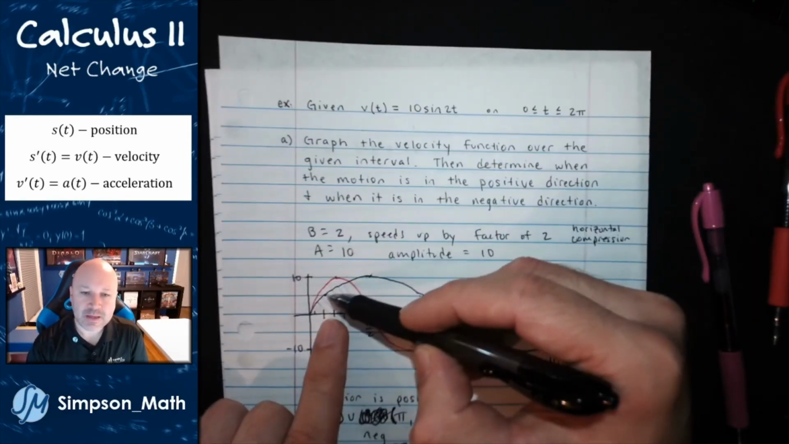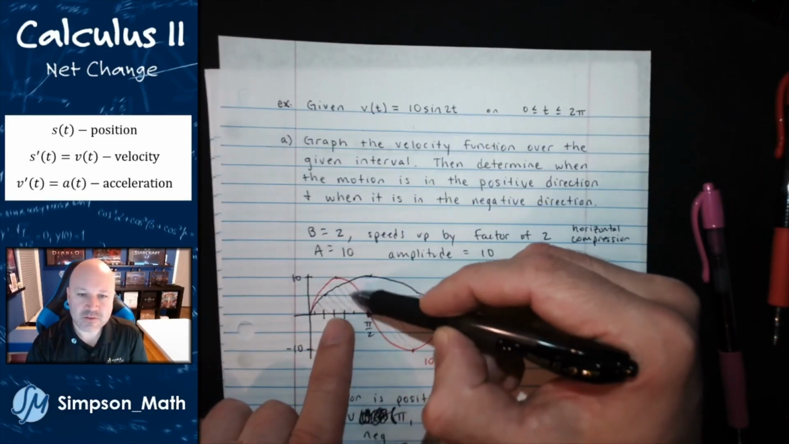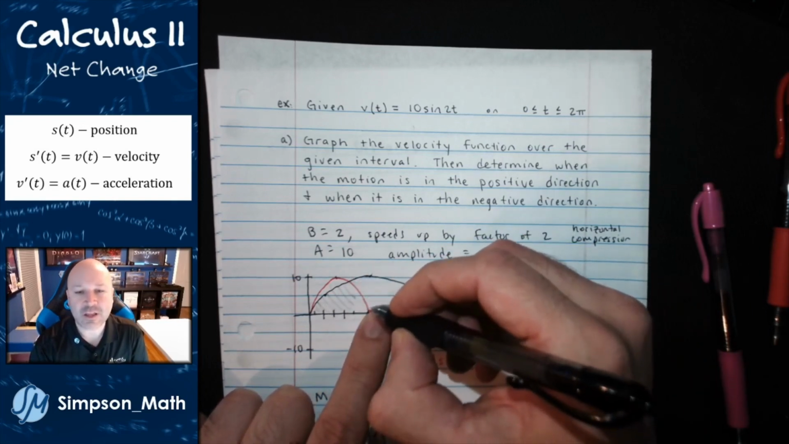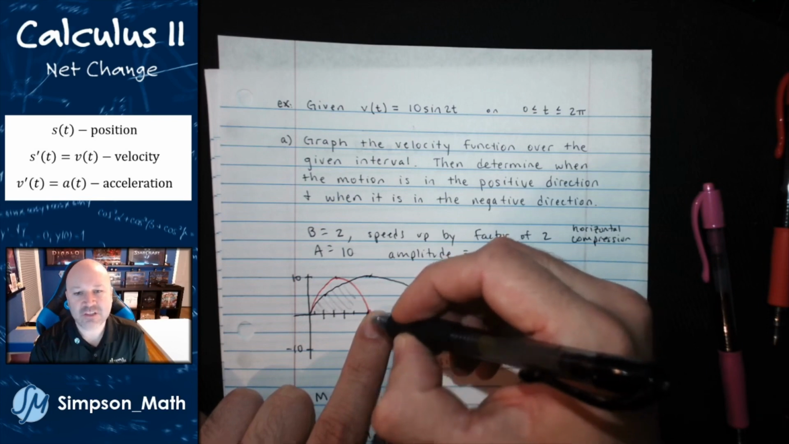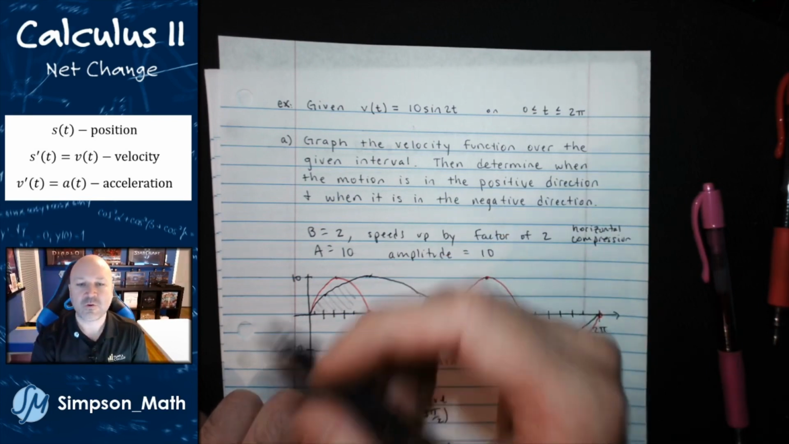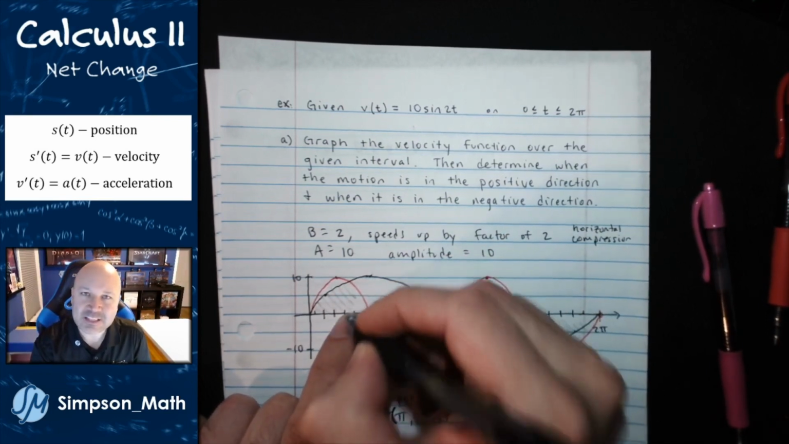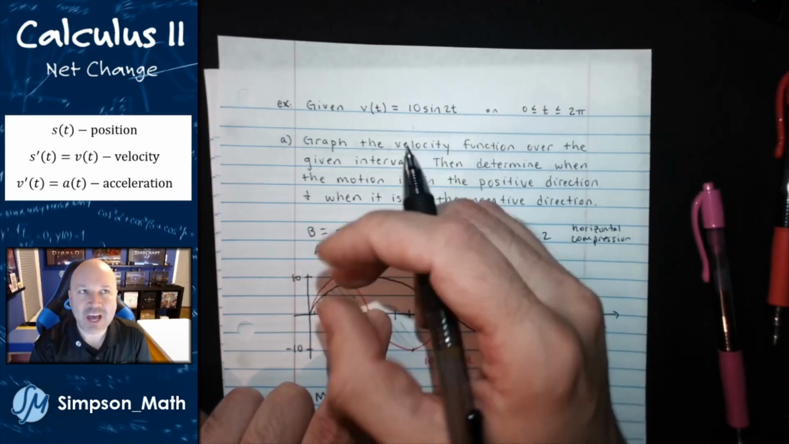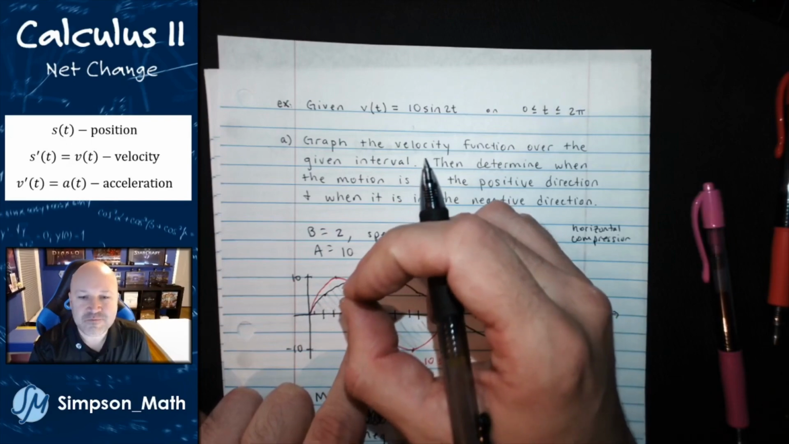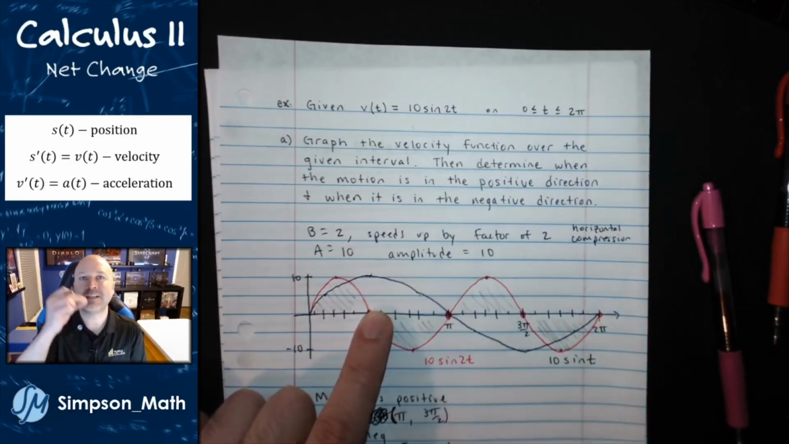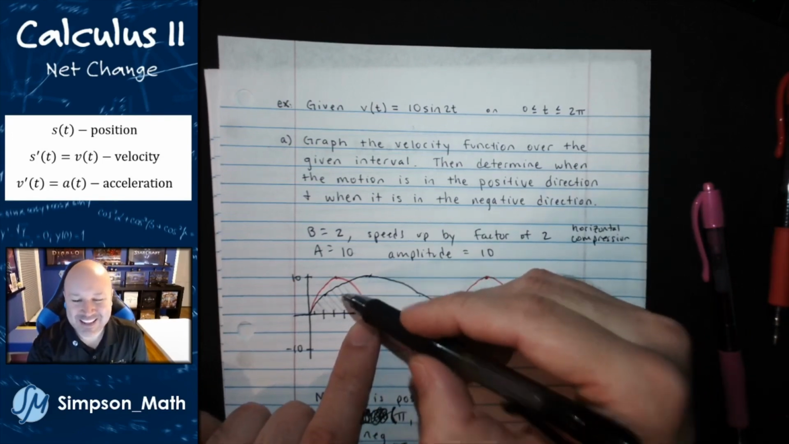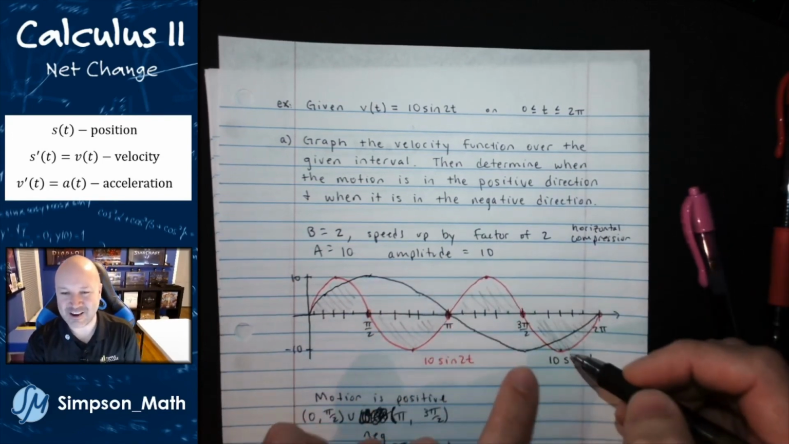So I need to calculate the area of this hump. That's calculating the area, but it's also calculating that net change in the antiderivative. So we're looking at a velocity function, but if I calculate that area, that's calculating the net change in the position function. Okay, so I need to calculate that area, this area, that area, and this area.